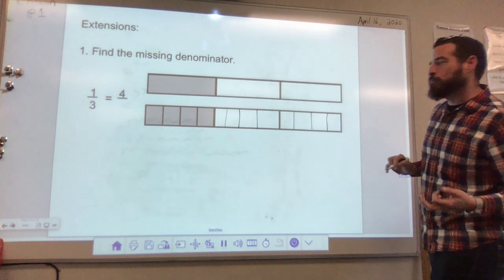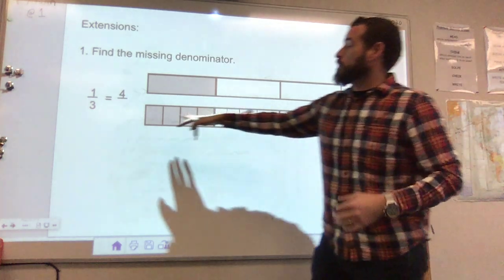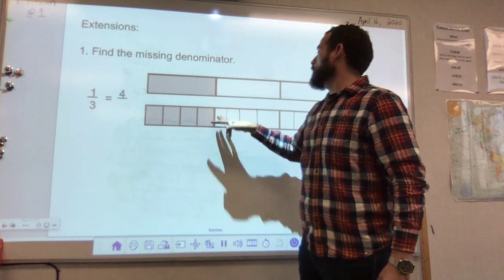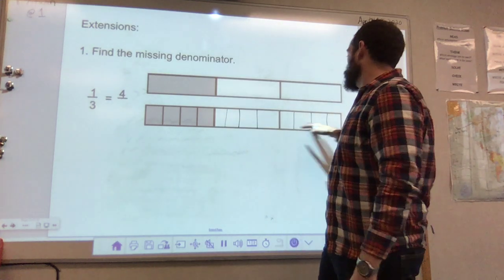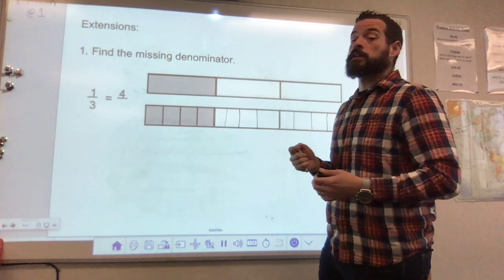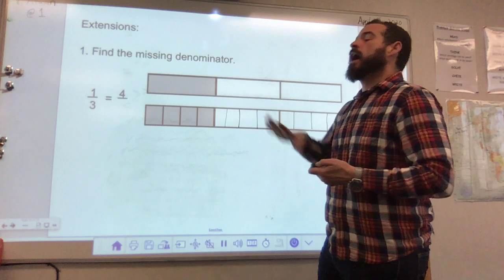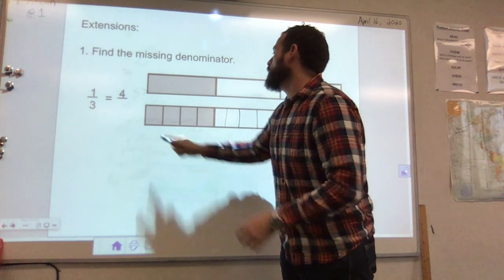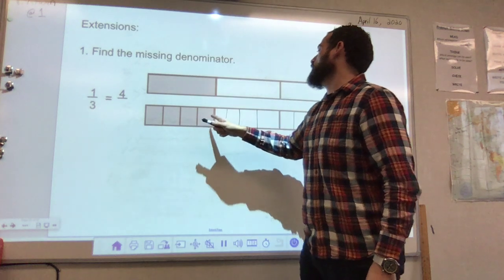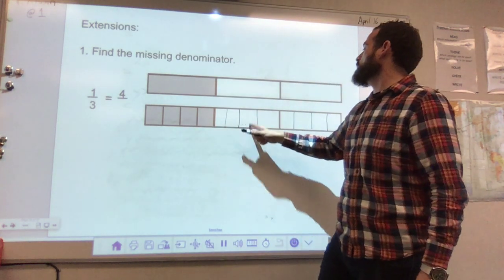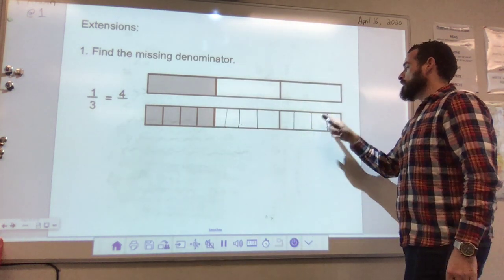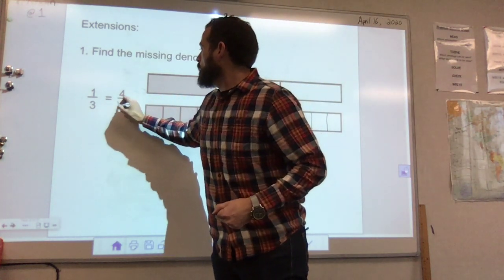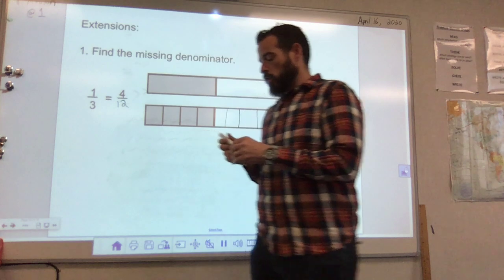That looks a little bit better. So notice in this first spot, I've got 4. I put 4 here, put 4 here. Now I can find the denominator because now I can count up all of the parts of the whole. So 1, 2, 3, 4, 5, 6, 7, 8, 9, 10, 11, 12. So our missing denominator is 12.